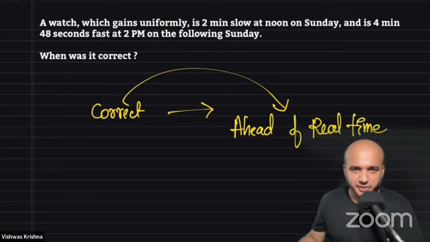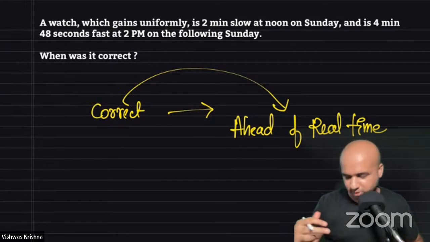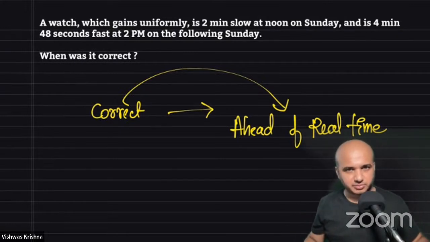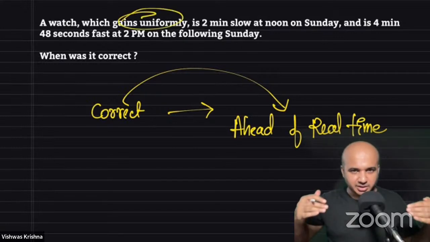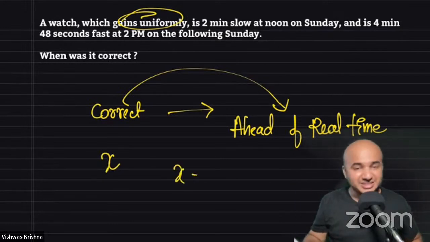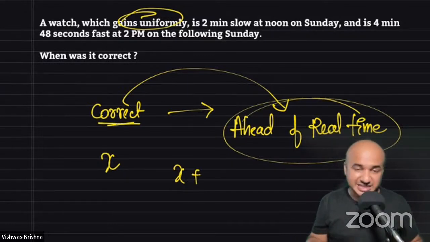In subjects like logical reasoning, what is also important apart from knowing the subject is how to read the question. If you read the question correctly, half of the job is already done. So they say in the very first sentence, a watch which gains uniformly. That means if it is at x, at some point of time, it will be x plus something else. That means it has already moved ahead of the real time or the time which was earlier.